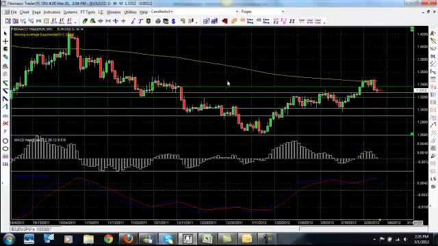All right, you can see that this thing was channeling in here for a while. We had a lot of buy and sell opportunities in here. We did very well on this pair, and then it broke out.